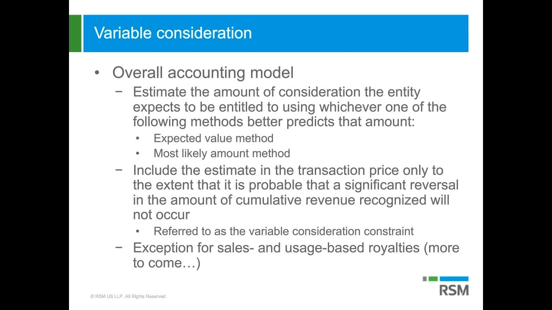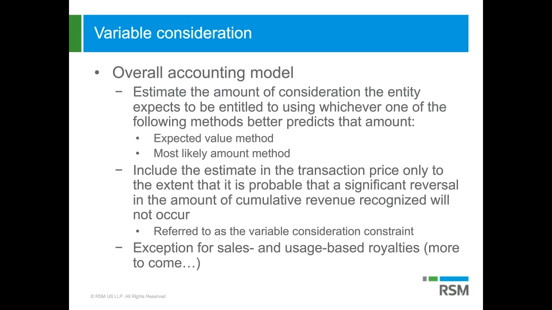That's usually going to be done when there are lots of different potential outcomes of the variable consideration. The most likely amount method is, as it sounds, you would look at your potential outcomes and say, I'm going to estimate based on which one is most likely. Which one is more likely to occur than the others? This is typically used when there are fewer outcomes. So you're either going to get a bonus of $50 or $100. There are only a couple of outcomes, so I would generally use a most likely amount method rather than an expected value method in that case.